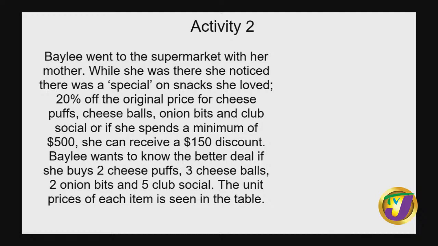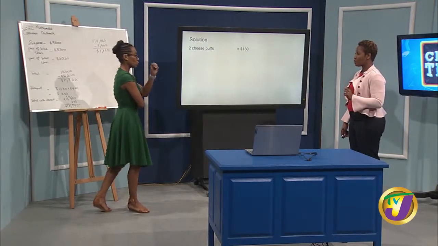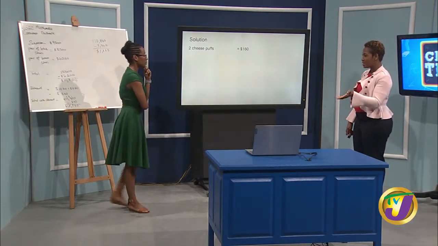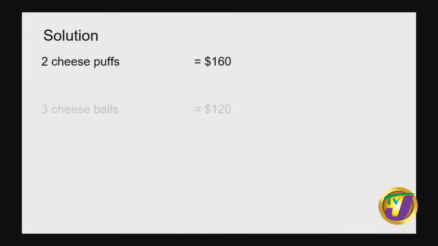Okay, so we know Bailey wants to buy some snacks. There's a 20% discount on all the snacks that she wants to buy, right? So what she needs to figure out is if the 20% is going to be greater than the $150. Now, let's see how we're going to do that. All right, so she wants 2 cheese puffs, which is 80 plus 80, $160. Right. 3 cheese balls.